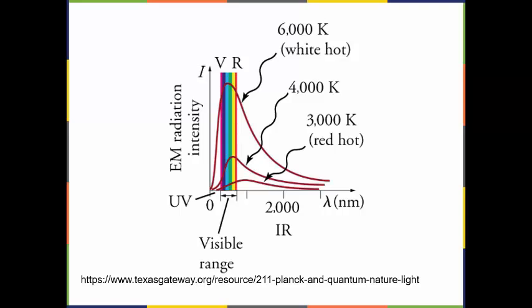Next, we have another graph of the intensities for a star that's burning at 4,000 Kelvin. That peaks around yellow. And if we look at another star, we see it's burning at 3,000 Kelvin. We call that red hot. And it burns at the red end of the spectrum. So we can use the wavelengths and the intensities to find out how hot stars are.